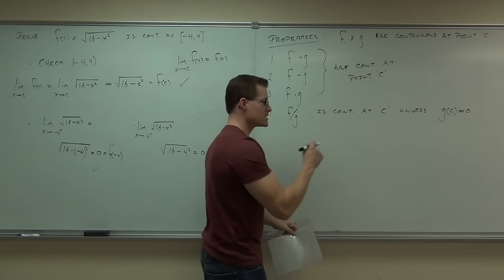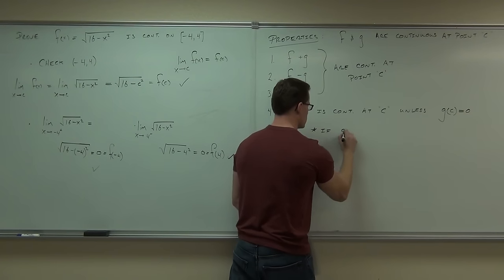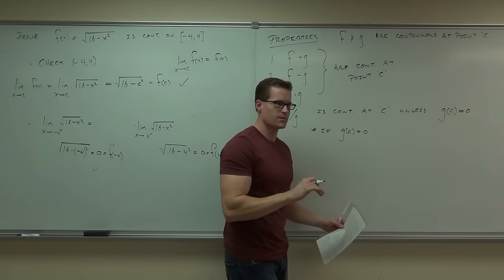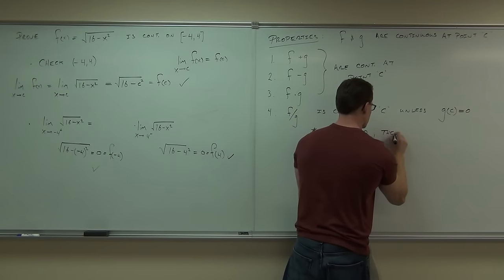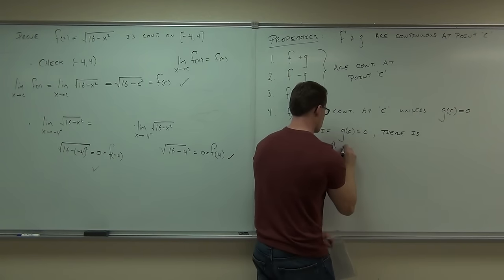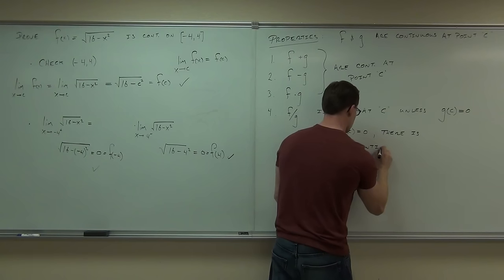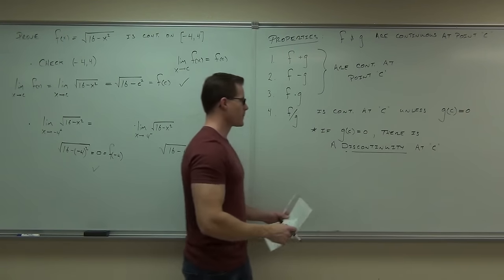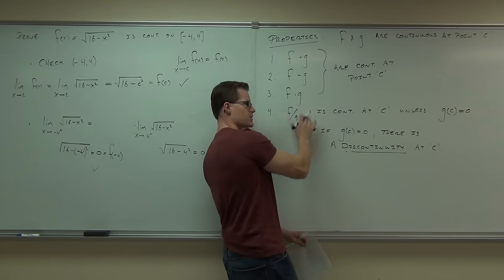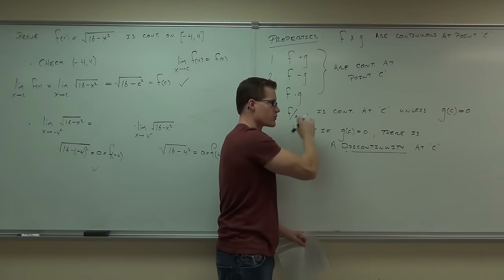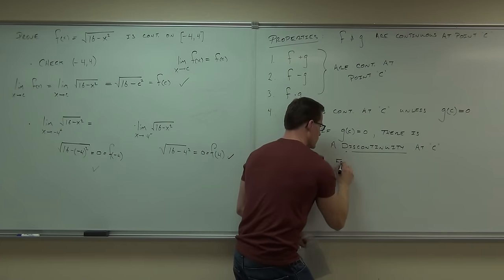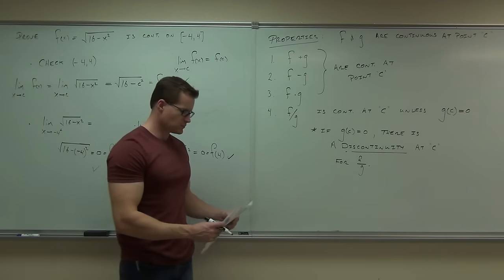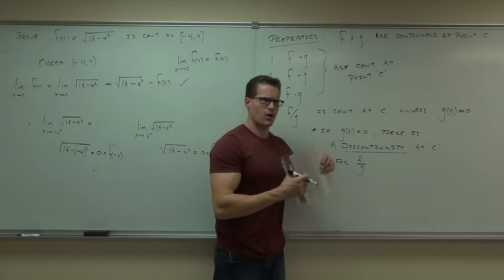So if g of c does equal 0, there is a discontinuity at c. Of course, we're speaking just of this, okay? f would be continuous and g would be continuous, but for f over g, there would be a discontinuity at c, for that division of those two functions. Are you guys okay with that? That all these are okay except for this one?